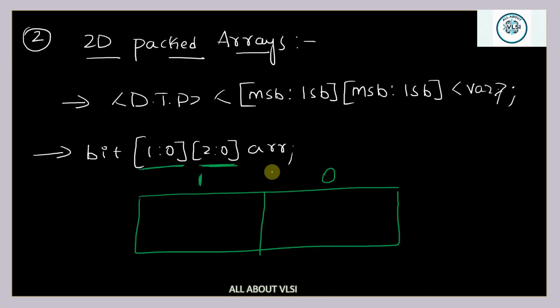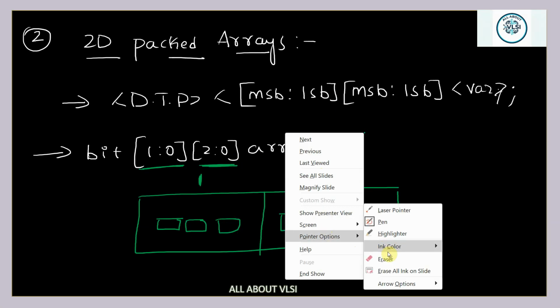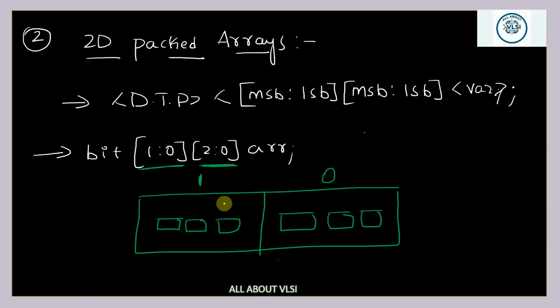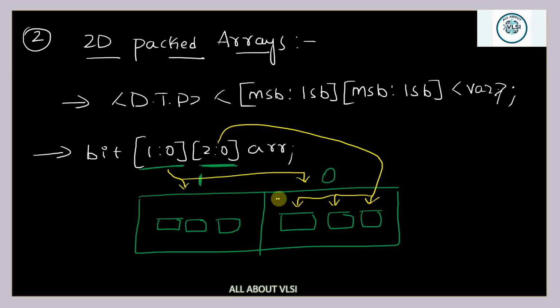And the second dimension basically tells you how many bits are there in each section. So in this first section, we are going to have 3 bits, 1, 2 and 3. The second dimension tells you in each section how many bits we are going to have. This is nothing but my first section. The inner dimension tells you how many bits are there in each particular section. So this is how your 2D packed array is going to look.